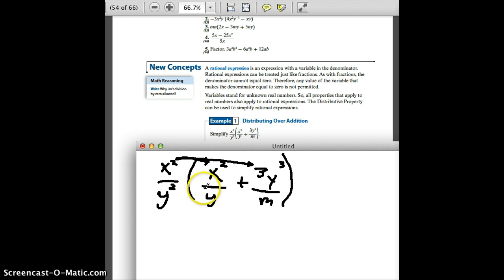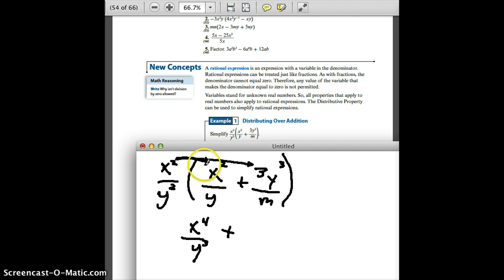You're going to multiply. Alright, so let's do the first. Just like a fraction, you're going to multiply top to top, bottom to bottom. So first you do x squared times x squared. Well, we know if you have the same variable, you're going to add exponents. So that would be x to the fourth. Y squared times y would be y to the third.